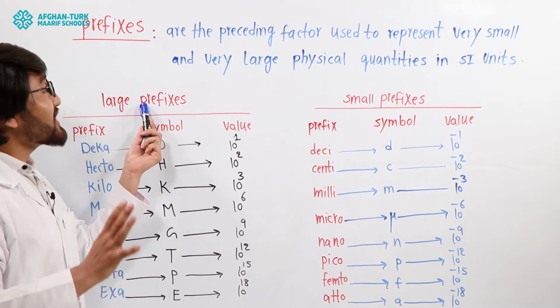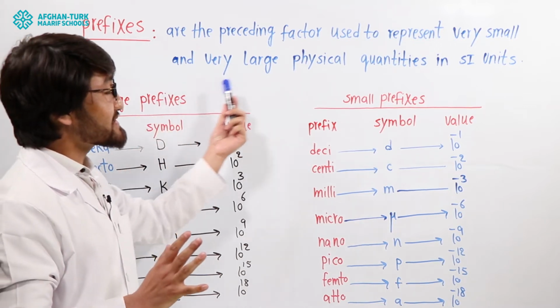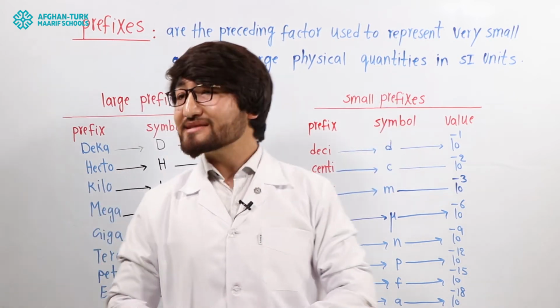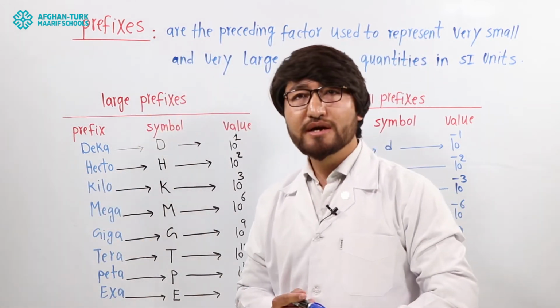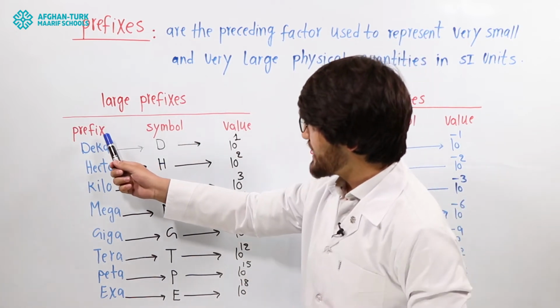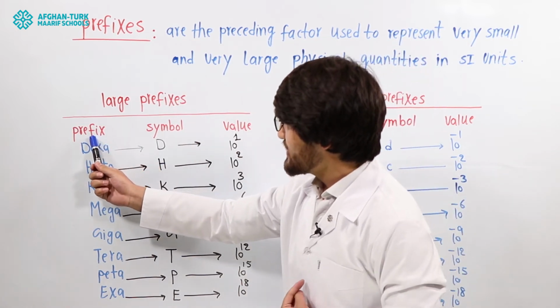Large prefix. We have large prefixes and we have small prefixes. It means this prefix is used before a unit. Okay, here we have large prefixes.